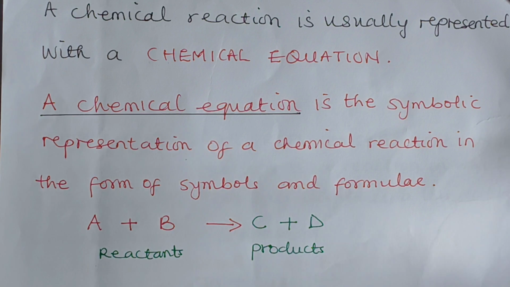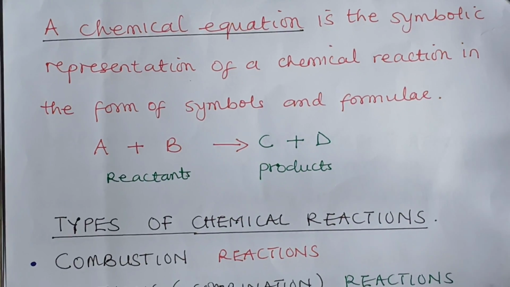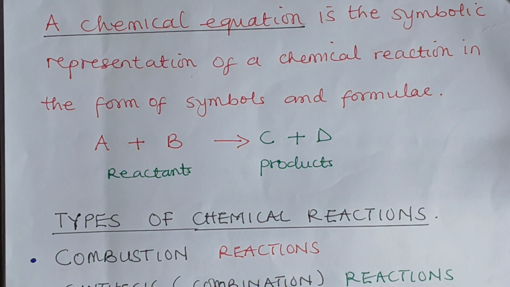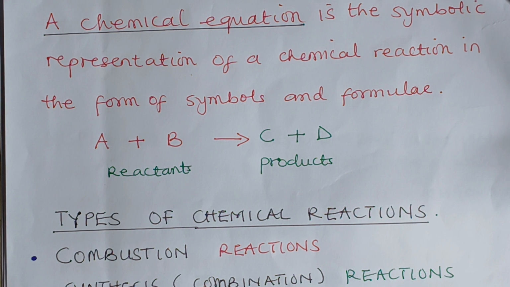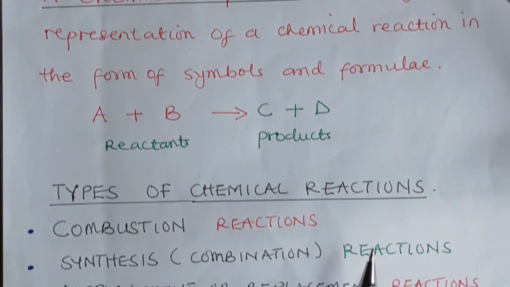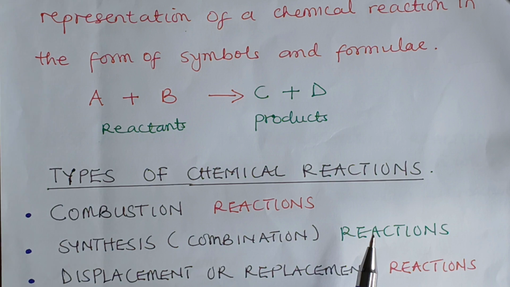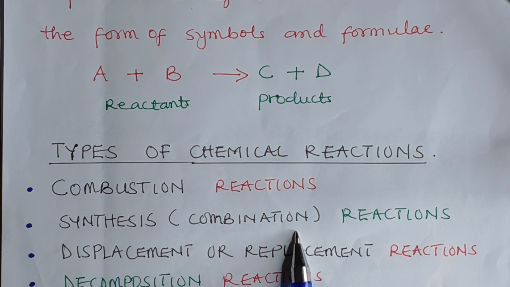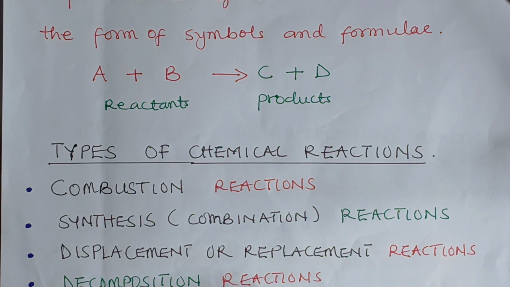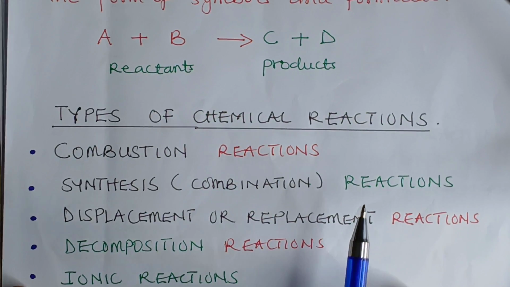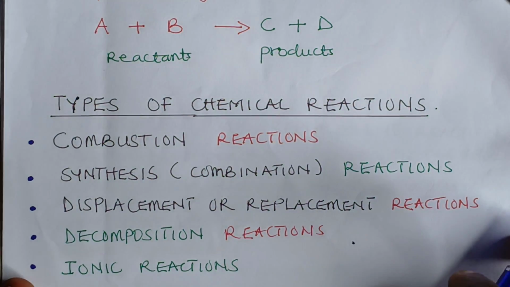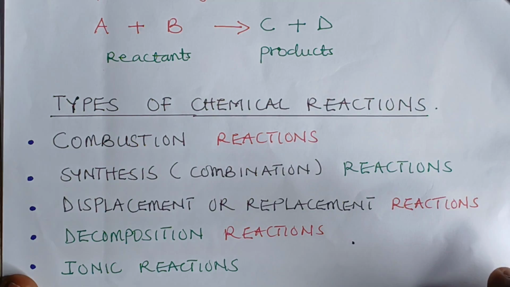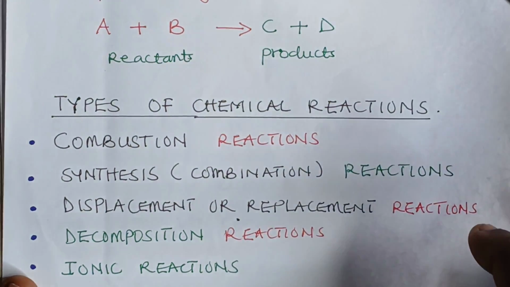Now, we have different kinds of reactions. The major ones, though we have other types, are still under these major types of reactions. We have combustion reaction, synthesis or combination reaction, displacement or replacement reactions, decomposition reactions, and also ionic reactions. So we are going to be treating each of these reactions one by one, looking at their examples.